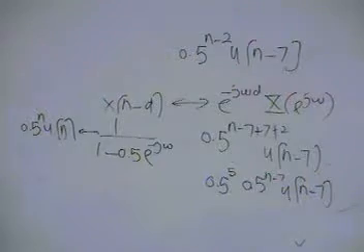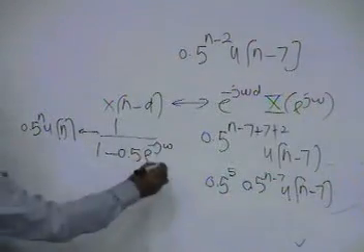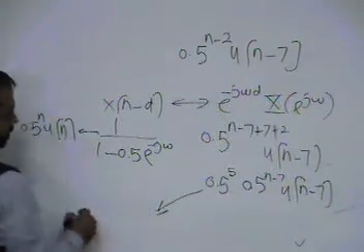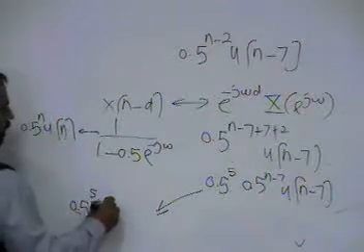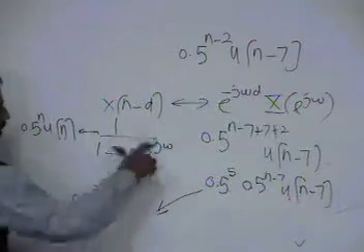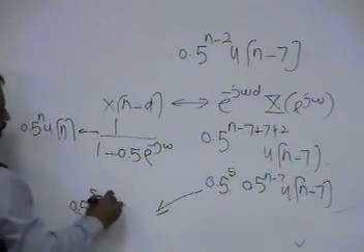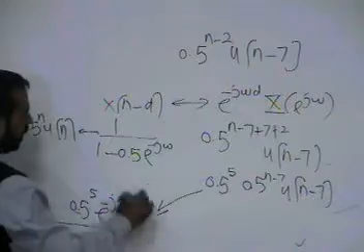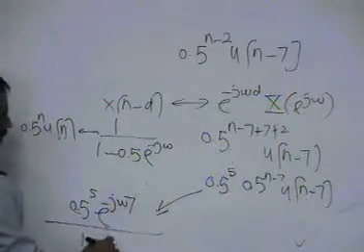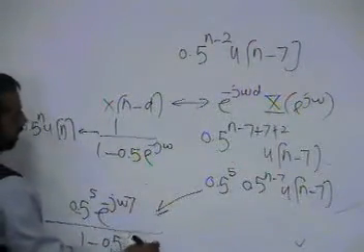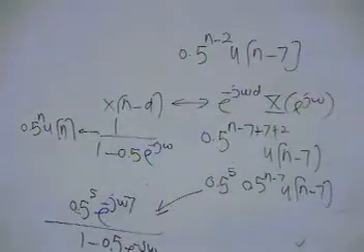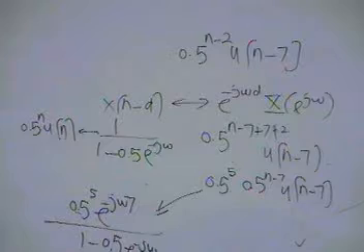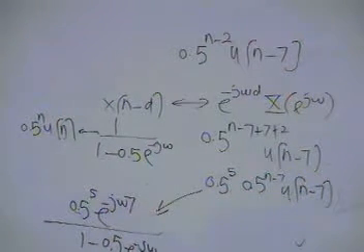Using this time delay property, what will the Fourier transform of this be? This is a constant, so you don't worry about that. Exponential minus j omega d, that is minus j omega 7, times the Fourier transform, which is 1 over 1 minus 0.5 exponential minus j omega. So the combination of the properties and the pair can help you to answer questions like these.